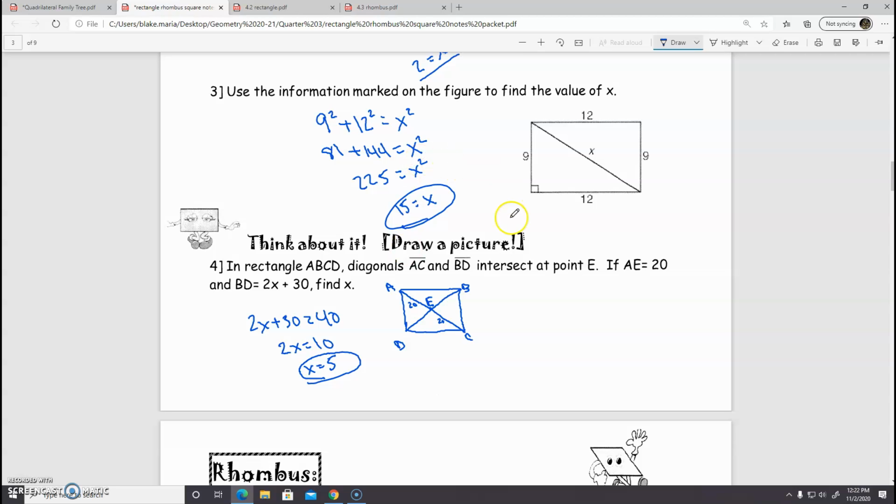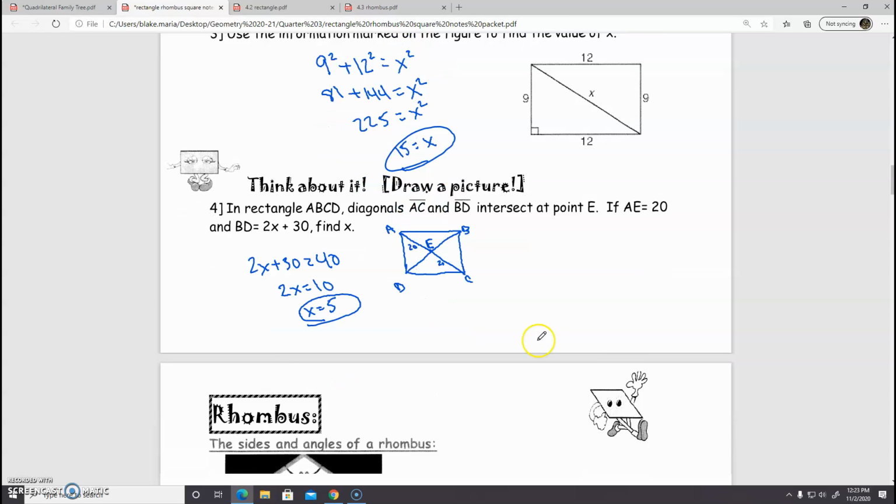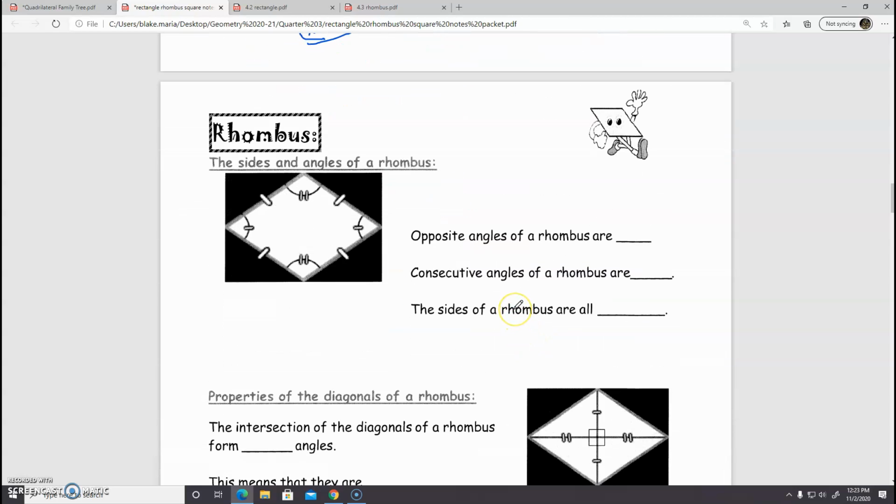Alright, so we're going to move on from rectangles now. For a rectangle, really you need to be aware of the right angles, and you need to be aware that the diagonals are congruent. They not only bisect, but they're also congruent. Rhombus, opposite angles are congruent. Again, still a type of parallelogram. Opposite angles are congruent. Consecutive are supplementary, right, 180.